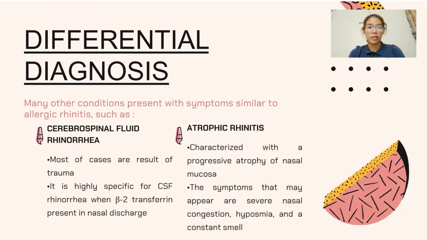And the last one is atrophic rhinitis. It is characterized by a progressive atrophy of the nasal mucosa and underlying bone that results in a nasal cavity that is widely patent but full of copious foul-smelling crust. The symptoms that may appear are severe nasal congestion, hyposmia, and a constant smell.